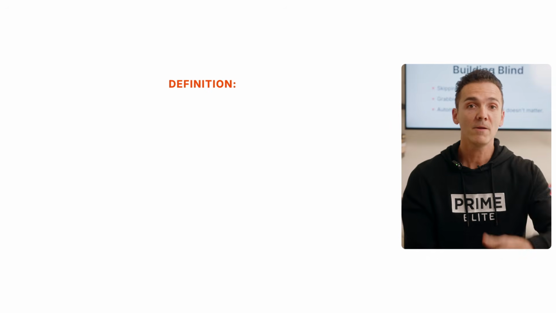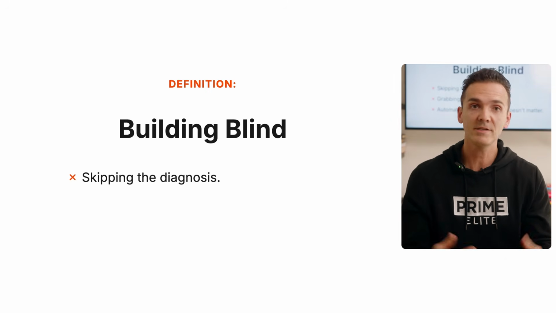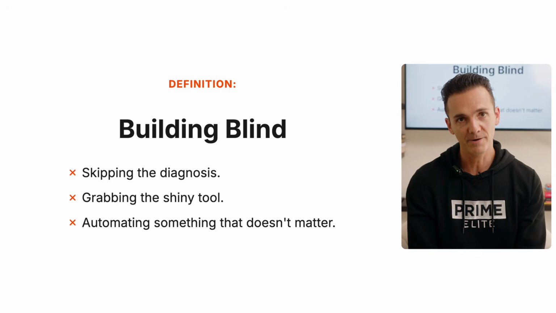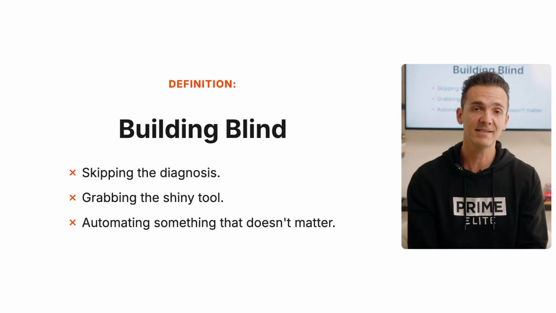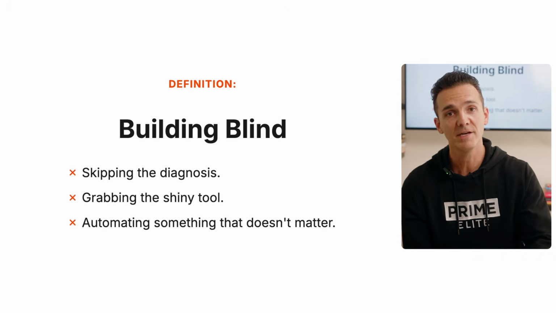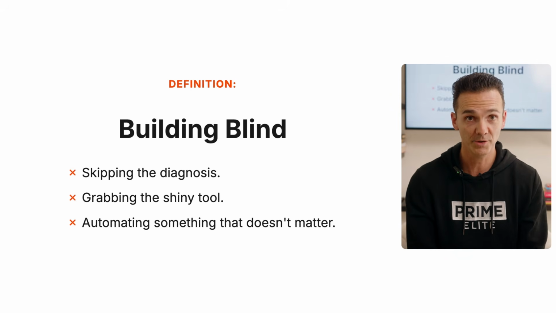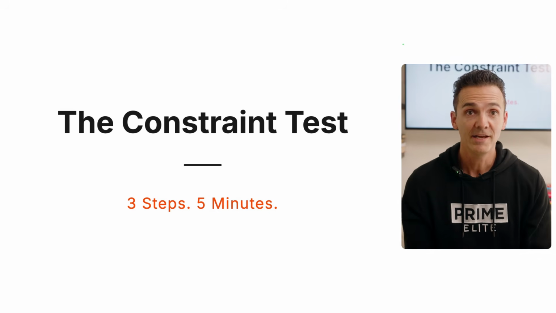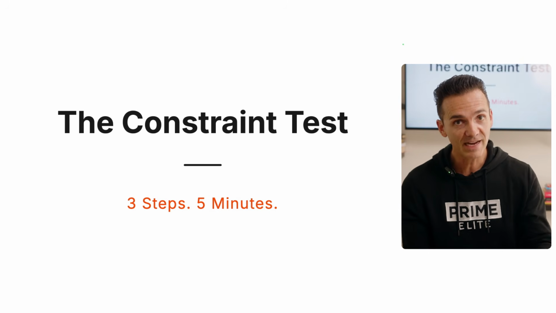And this is what I call building blind. You skip the diagnosis, you grab the tool that feels exciting, and you automate something that doesn't actually matter. And it's the most expensive mistake in AI happening right now. Not because the tech is wrong, the tech is fine. Again, it's the diagnosis that's wrong, and it happens to smart people and smart entrepreneurs. That home service company, they weren't dumb, they just didn't ask the right question first. And here's what you should do instead. 3 simple steps, it takes 5 minutes, and it's gonna save you weeks of building the wrong thing.